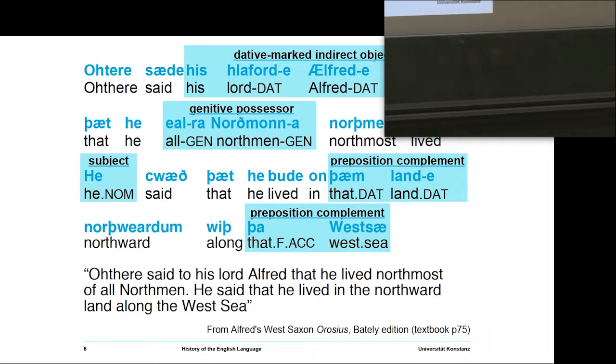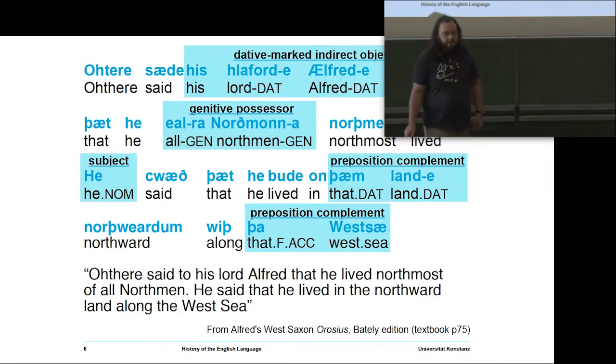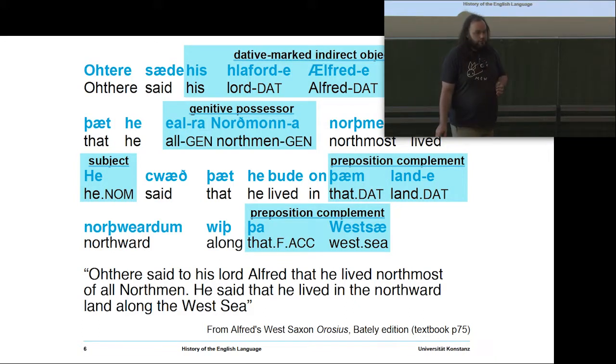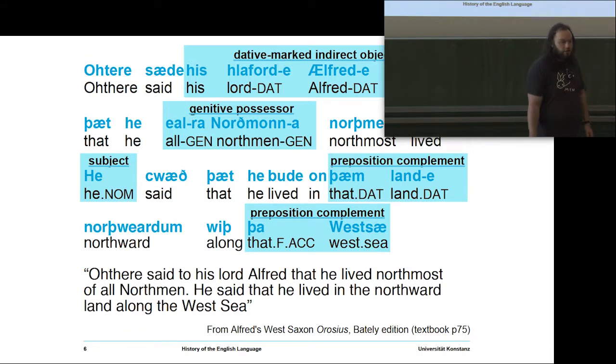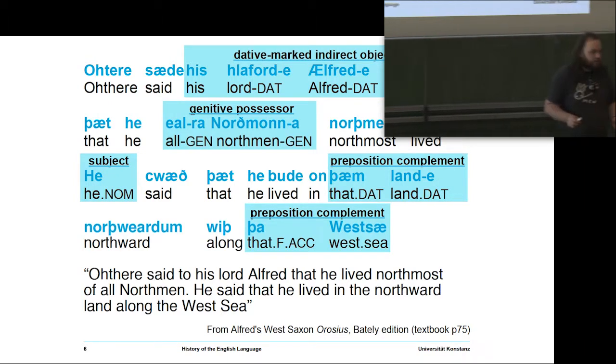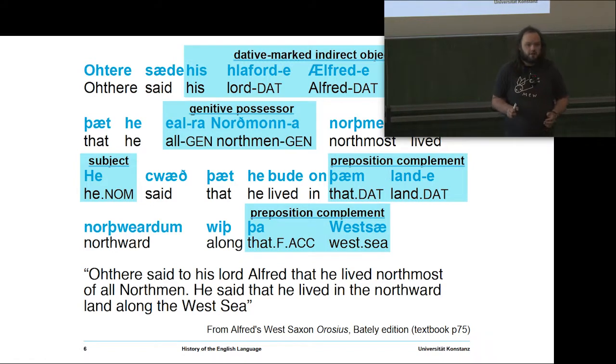Alfred, so Ochter said to his lord Alfred that he lived the northmost of all Northmen. He said that he lived in the land northwards, northwardum, again, along with, so this is an interesting one, the preposition with. You have it in Old English, but it means something different. It means against or along. So if you see with, then it means against or along. So he lived against or along the West Sea.